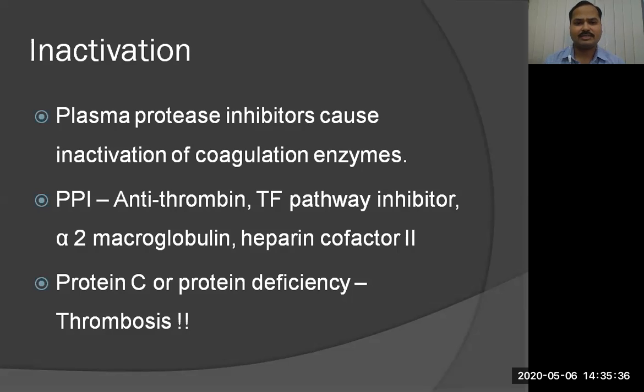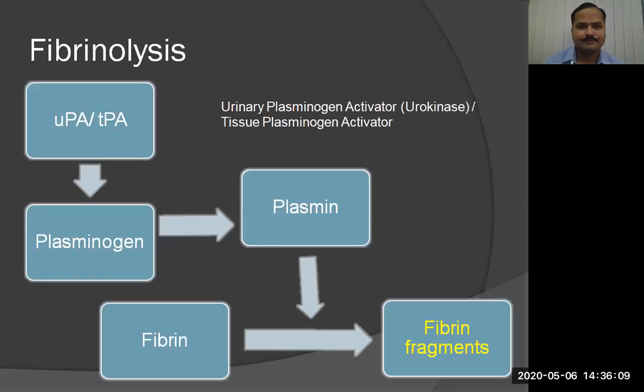These plasma protease inhibitors include antithrombin, tissue factor pathway inhibitor, alpha 2 macroglobulin, and heparin cofactor 2. There is also protein C, and protein C deficiency causes thrombosis. If there is protein C as the inactivation factor and there is protein deficiency, this protein is not in adequate amounts to inhibit the coagulation. So thrombosis occurs at the intravascular level.